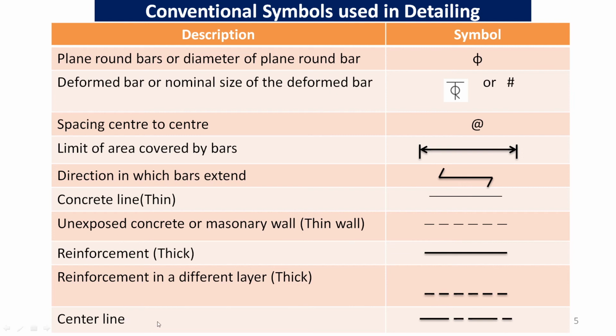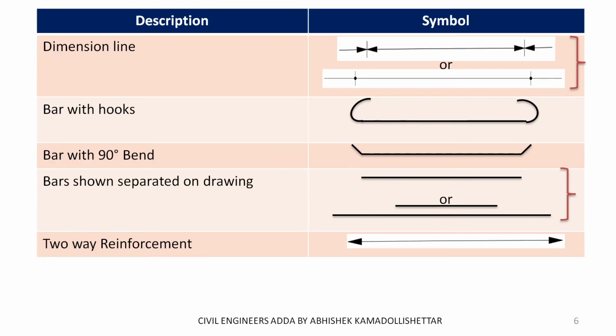Center line. For center line, one full line, small line, full line, small line. You all know that. Same thing is repeated here. Next one, dimension line. When you take the command in AutoCAD, it should be in this way, or there may even be just a center dot here. Bar with hooks. These are the bars with hooks here. Straight bar, there is a hook here. Bar with 90-degree bend. See here, this is a bar with 90-degree bend.